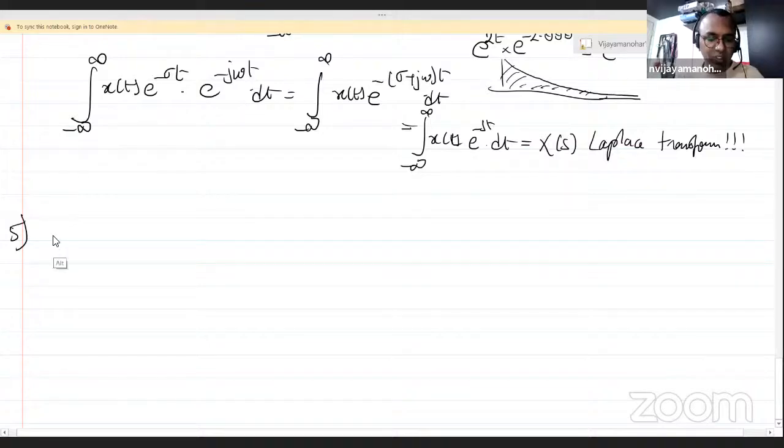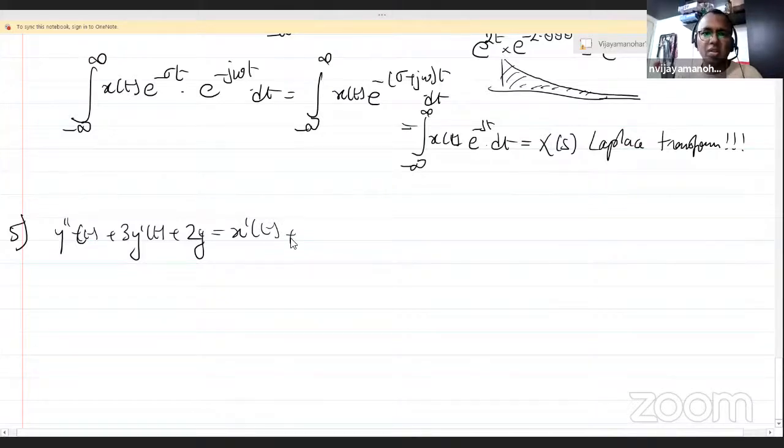So we have a differential equation: y double dash of t plus 3y dash of t plus 2y equal to x dash of t plus x of t. So what is the step response? This is the question.